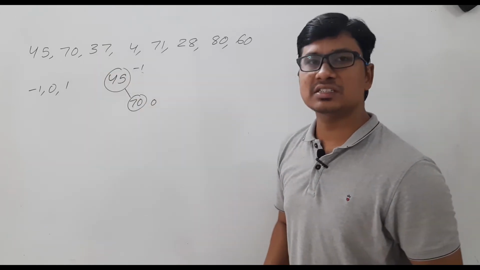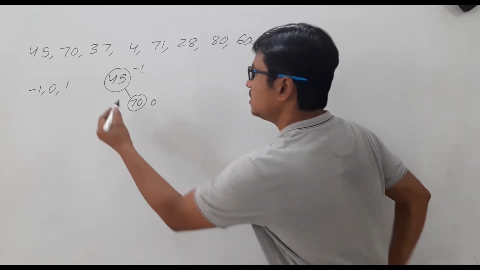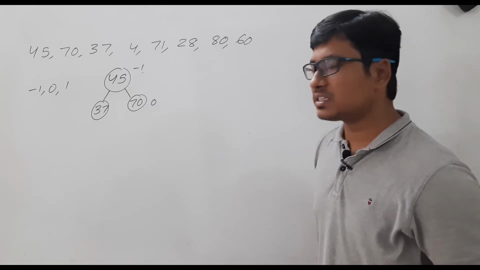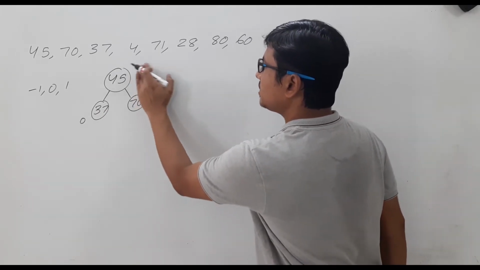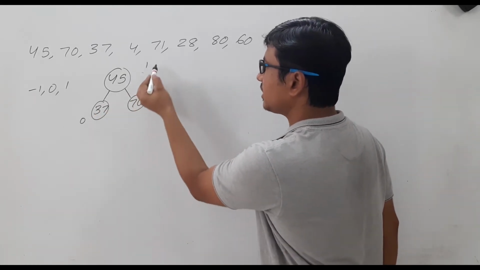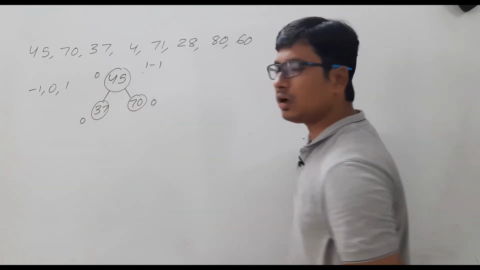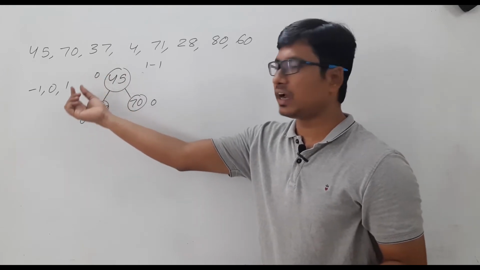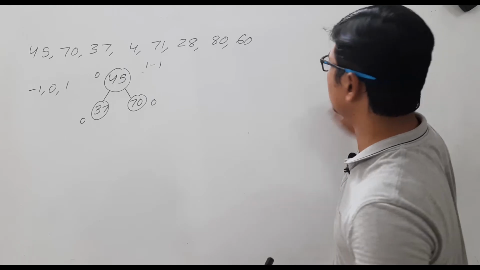Now you want to insert 37. Now 37 is less than 45, so you will insert here. Now compute the balancing factor of each node. This is 0, and for this one, height of the left subtree is 1, height of the right subtree is 1, 1 minus 1 is 0. So all the nodes in this tree have balancing factor 0, which is in this range, so I can say that it is an AVL tree.